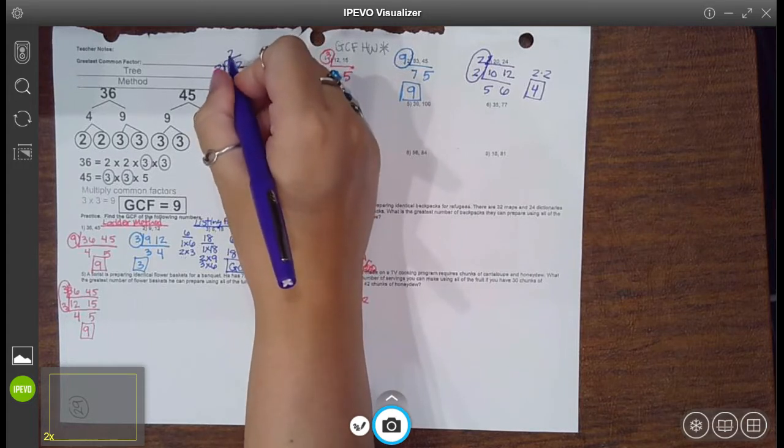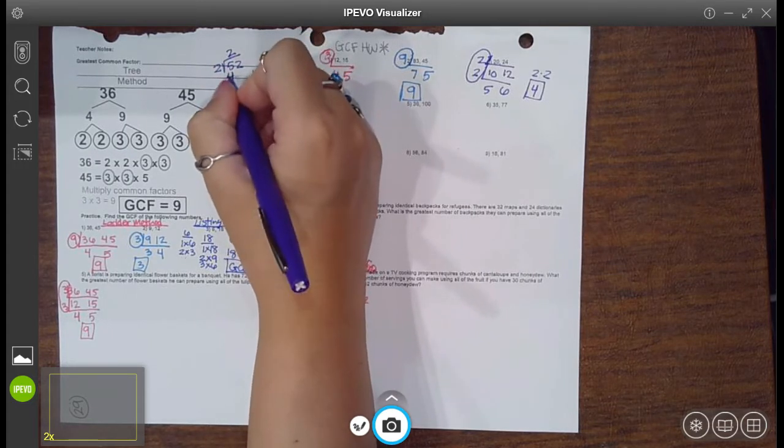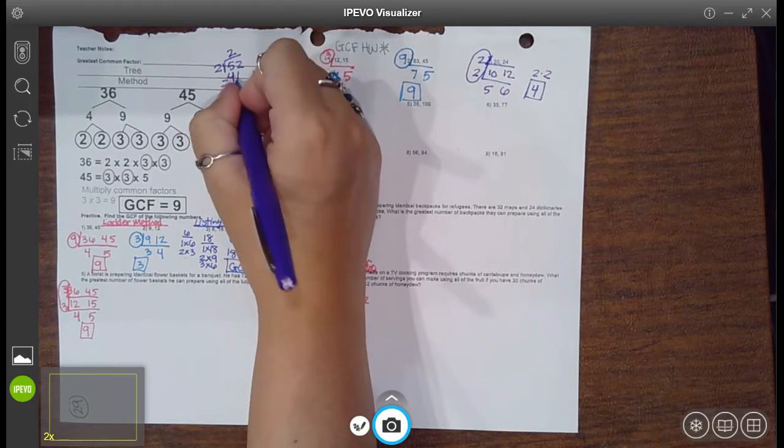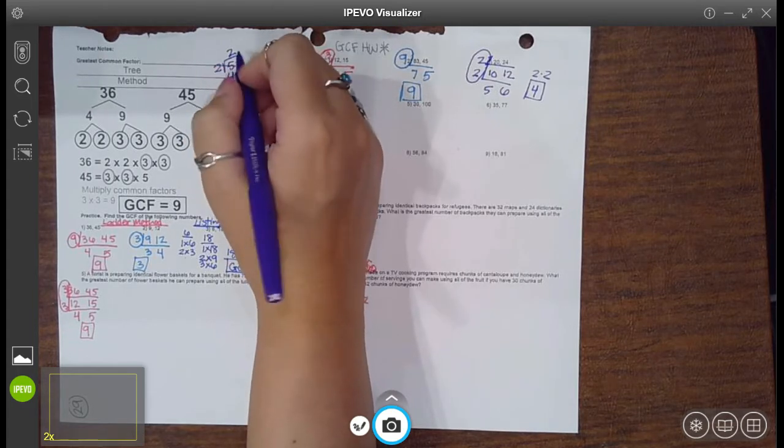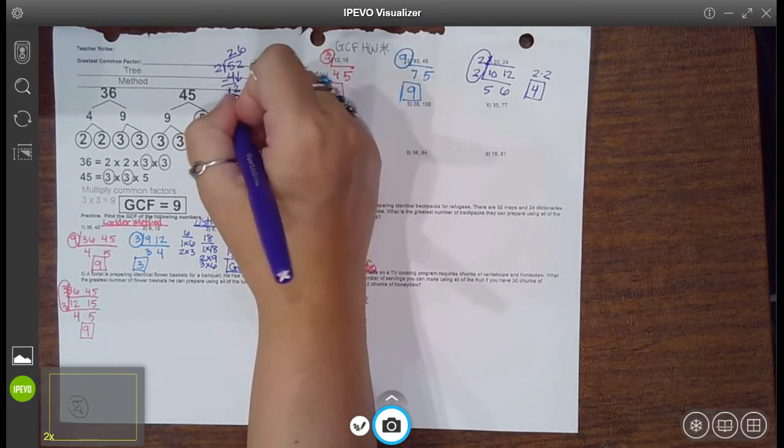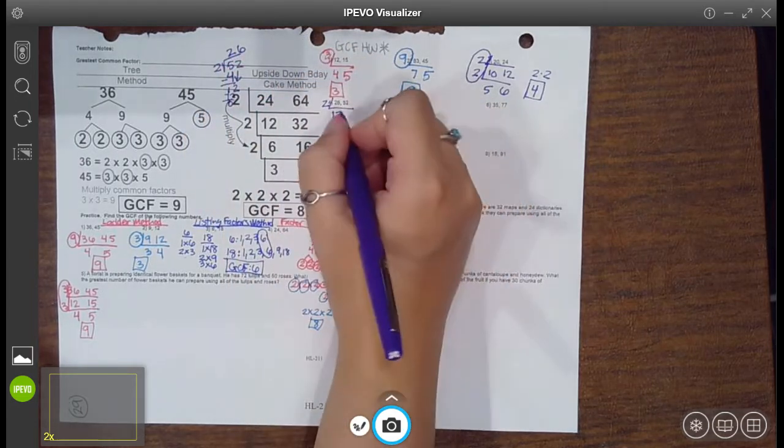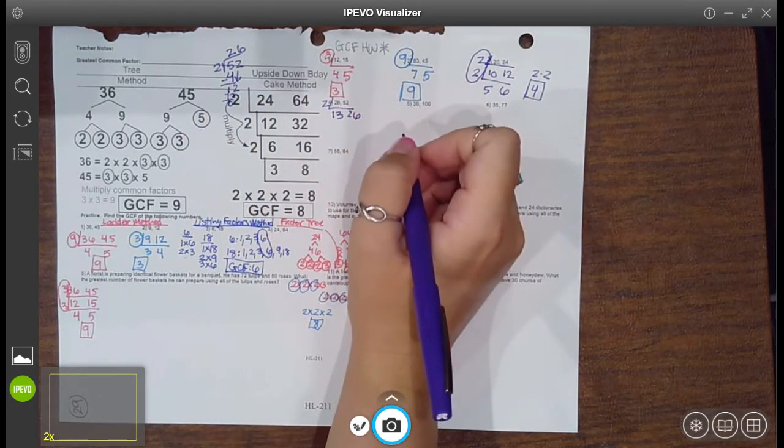2 goes into 5 twice, and 2 times 2 is 4. Subtract that, you get 1. Bring down your 2. 2 goes into 12 6 times. It goes in evenly. So 2 times 26 is 52.